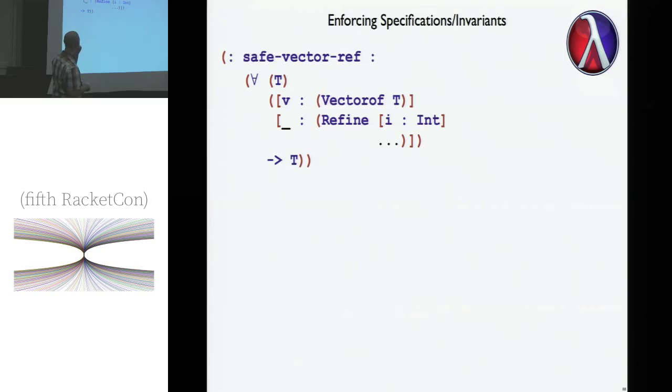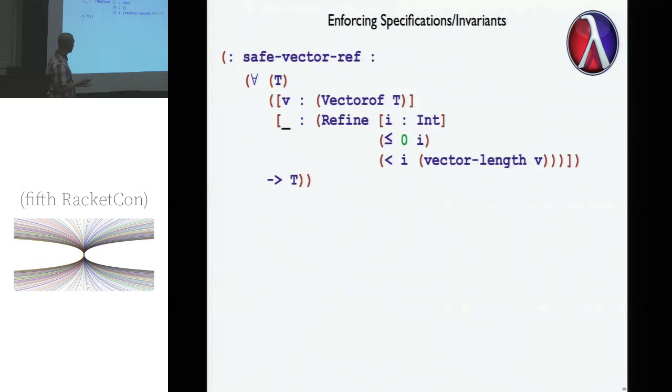So safe vector ref, you have to give it an integer where the refining logical proposition there is that it's greater than or equal to 0 and less than the length of the vector. So that's what we're going to use as the type for safe vector ref.